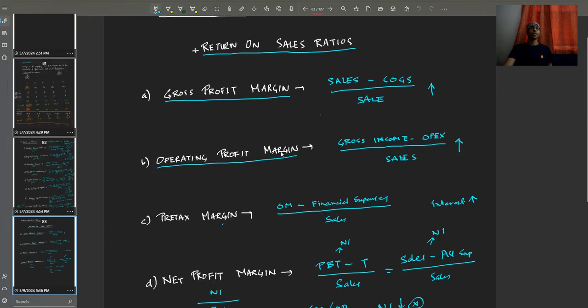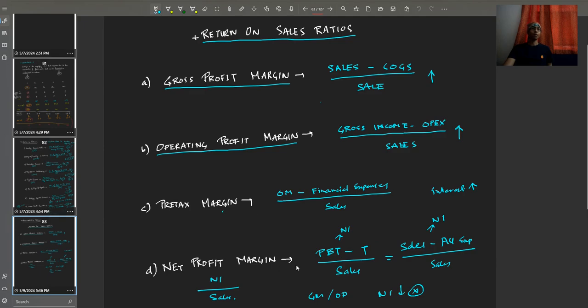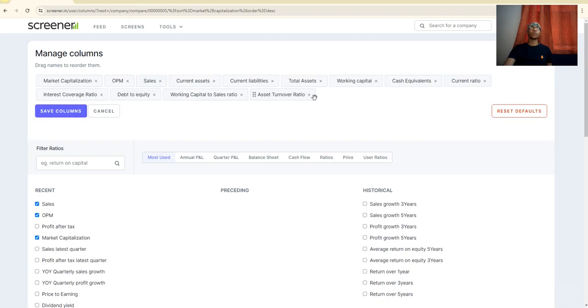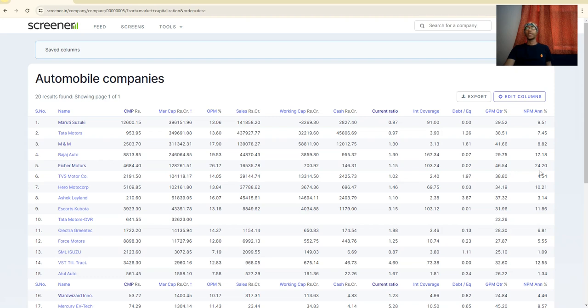Profitability ratios: gross margin, operating margin, pre-tax margin, net profit margin. This is going to be fun. I'll just do an edit columns. First we'll have an overview where we will have a comparative look at these things. You can see net profit margin is 24.2, gross profit margin is 46, and operating margin is 26. So 26.17 is the operating margin, and 24.2 is the net profit margin. So the impact of tax and interest is much less, right? The impact of tax, depreciation, and interest is almost negligible in the case of Eicher Motors.